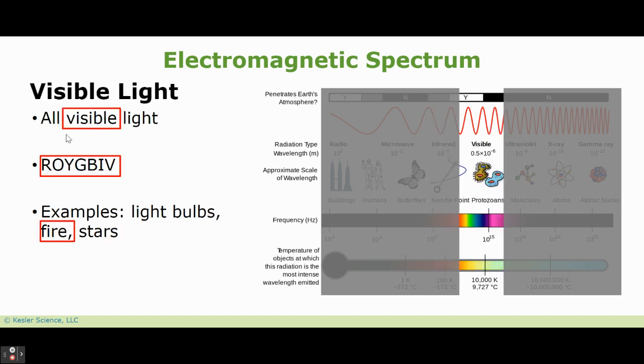And then visible light. This is what we can see as humans. Humans can see visible light. And it has Roy G. Biv here, which is the colors: red, orange, yellow, green, blue, indigo, violet. And some examples are light bulbs, fire, and stars.